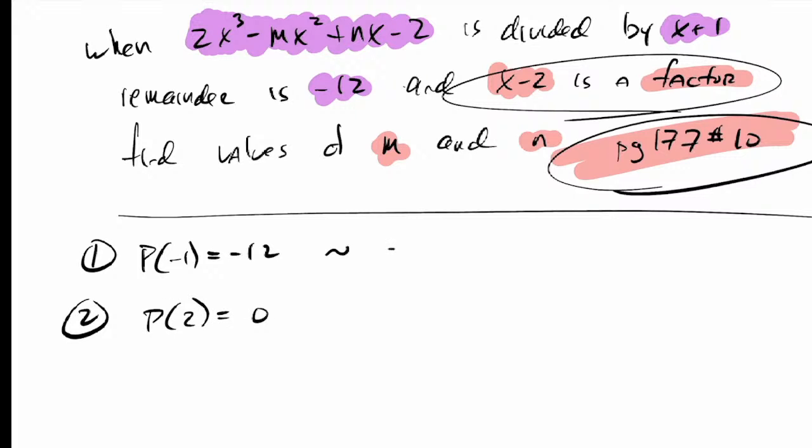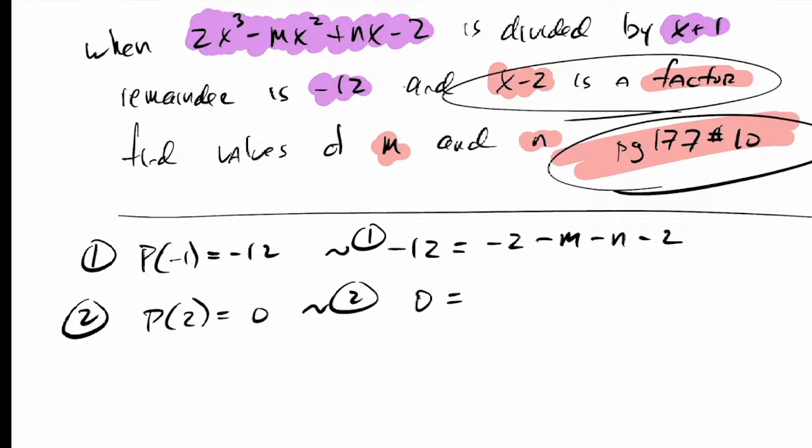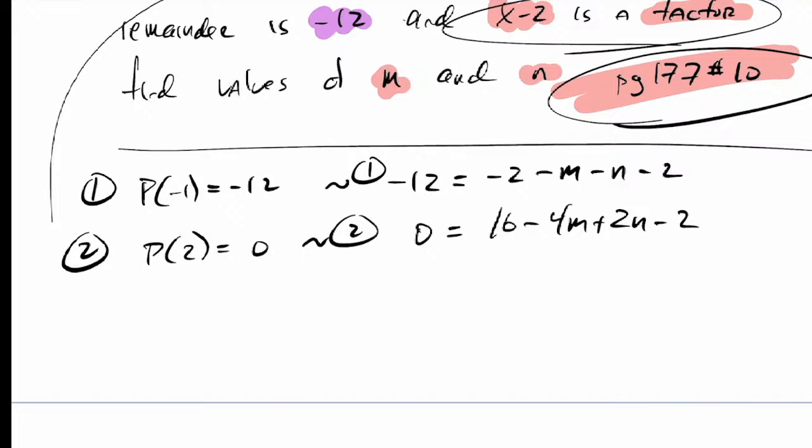So this generates two equations. One equation is negative 12 equals negative 2 minus m minus n minus 2. My second equation is the polynomial at 2 equal to 0, so 0 equals 16 minus 4m plus 2n minus 2. Then you have two equations, two unknowns to solve. If you want more practice, there's another one here like that.